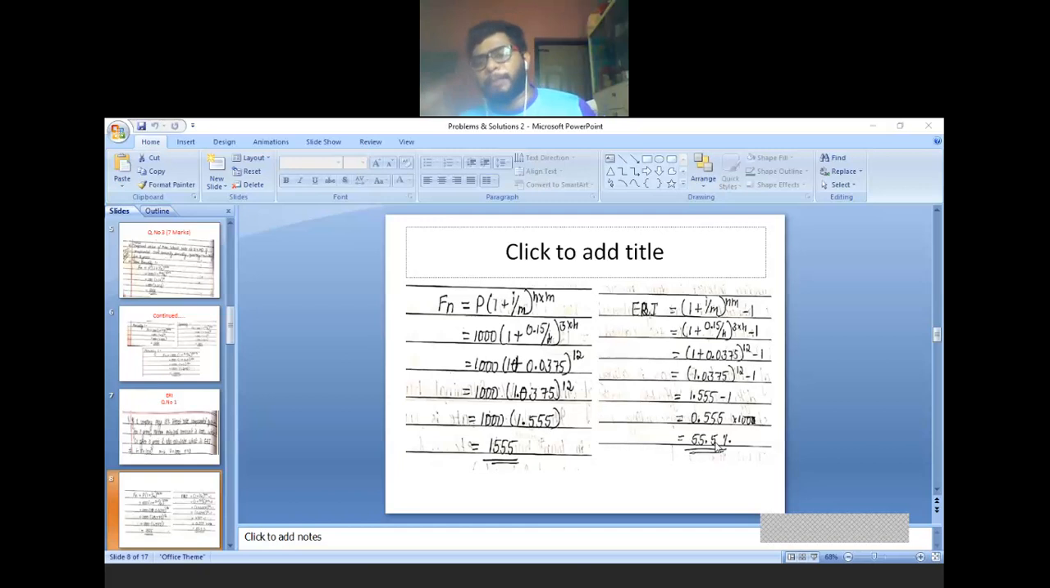Calculation part, suppose if you are not getting the direct answer, later you ask me how to calculate. I will explain. I will give you the instruction. Follow the same method. 0.15 divided by 4 plus 1, to the power 12, minus 1. You will get this part. Directly multiply with 100. You will get the answer. Effective rate of interest is 55.5%.